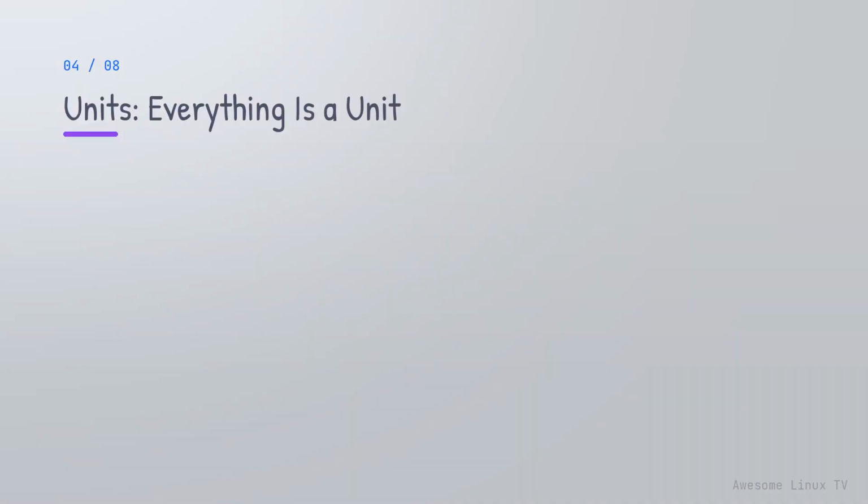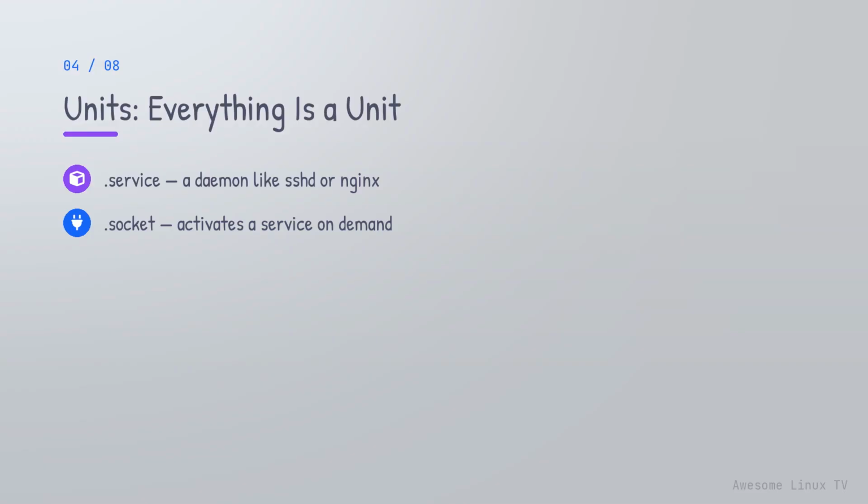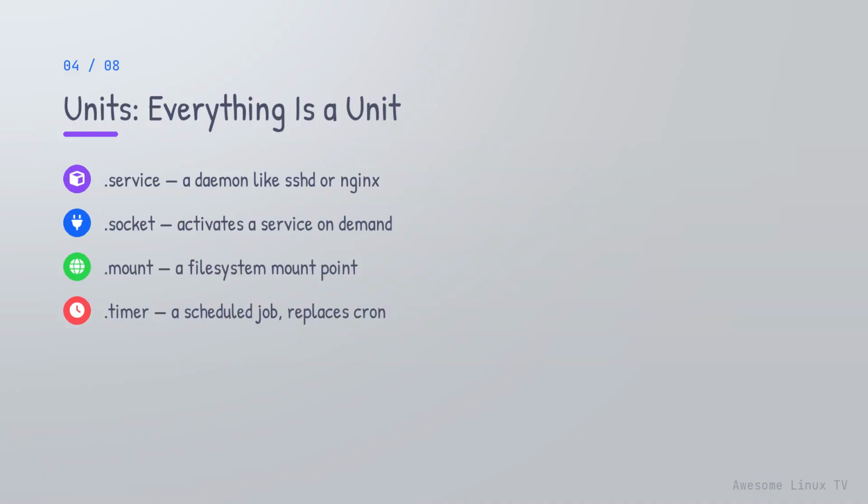The fundamental building block in systemd is the unit. A service unit describes a long-running daemon. A socket unit listens for incoming connections and starts the service only when something actually connects. Mount and timer units handle file systems and schedule tasks. And targets group sets of units under a single name. We'll get to those.